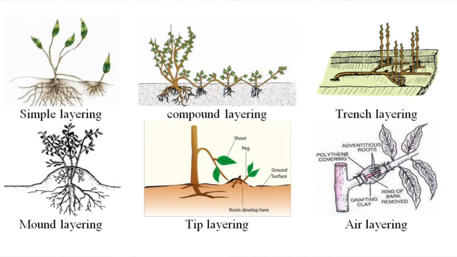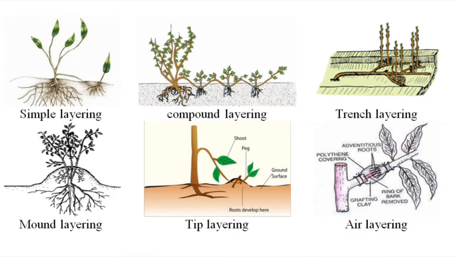Layering. Layering is a method by which adventitious roots are caused to form on a stem while it is still attached to the parent plant. Different types of layering are as follows. Number 1. Simple layering. Simple layering consists of bending an intact shoot to the ground to cause adventitious roots to form. This method can be used to propagate a wide range of plants, indoor or outdoor, or woody shrubs that produce numerous suckers. Example: rose, jasmine.